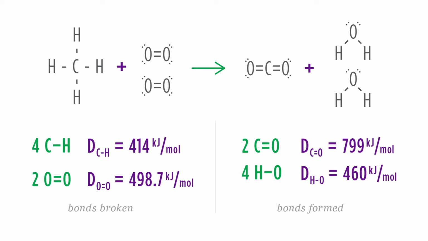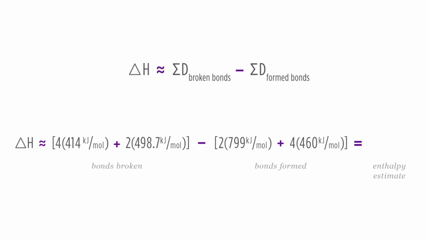We'll take these and put them into that formula, bonds broken minus the sum of the bonds formed, and we'll come up with our equation. 4 times 414 kilojoules per mole plus 2 times 498.7 kilojoules per mole for the bonds broken, minus 2 times 799 kilojoules per mole plus 4 times 460 kilojoules per mole for the bonds formed. Do the math, and we get an estimate for our enthalpy of minus 785 kilojoules per mole.